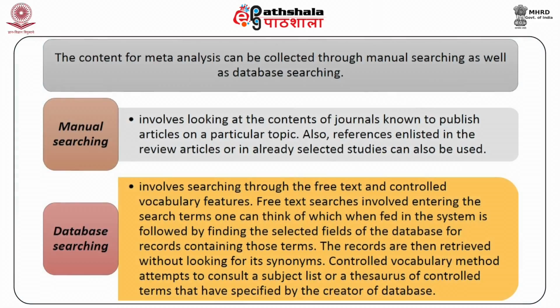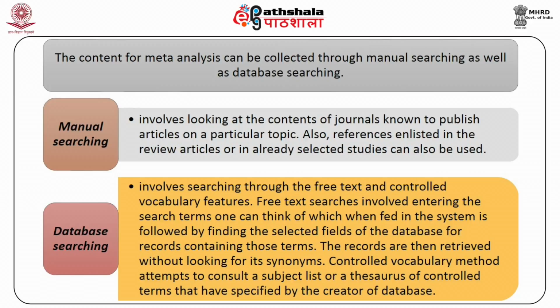Finding content for meta-analysis. The content for meta-analysis can be collected through manual searching as well as database searching. Manual searching involves looking at the contents of journals known to publish articles on a particular topic. Also, references enlisted in the review articles or in already selected studies can also be used. The database searching involves searching through the free text and controlled vocabulary features.